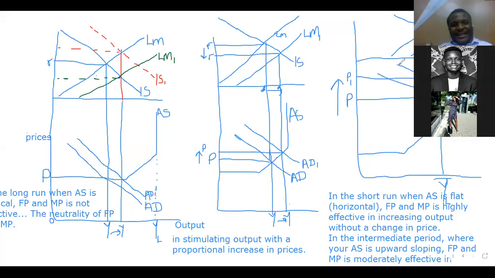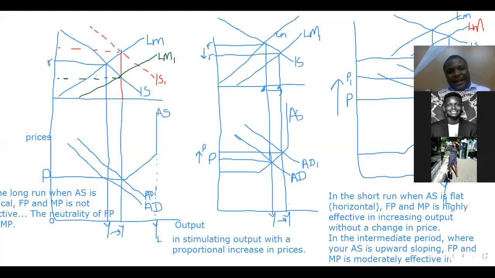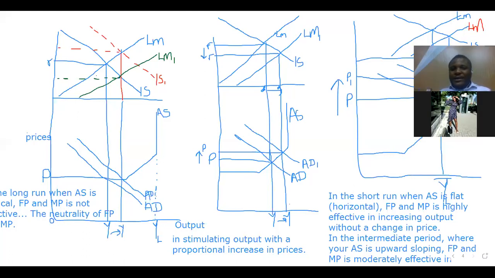That caused AD to increase from AD1 to AD2. You cannot trace it down here, because there is no aggregate supply in this part. This part is unattainable following your production possibility frontier, if you remember. So you will still have to go back to your initial output. That's your optimum output in the long run. So you only show it by changing your AD from AD1 to AD2.